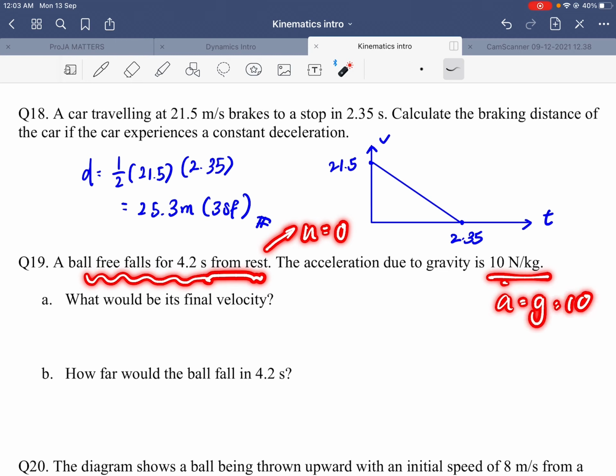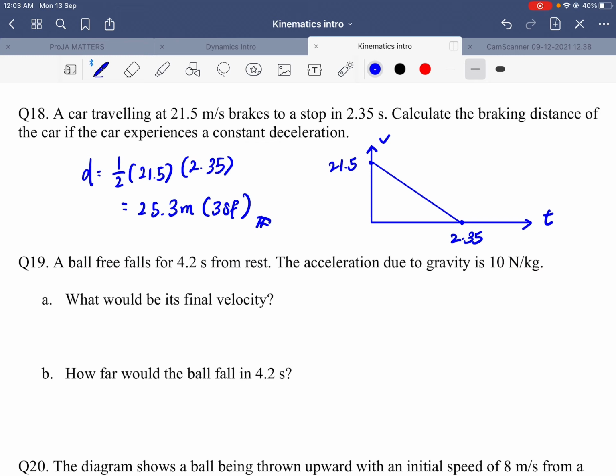I think this one is pretty simple. So they ask what is its final velocity. We just use the simple equation a equals v minus u over t. a is 10. v is what we want to find. It started from rest, so u must be 0. And t would be 4.2 as seen in the question. So with this, we find that v is 42 meters per second.